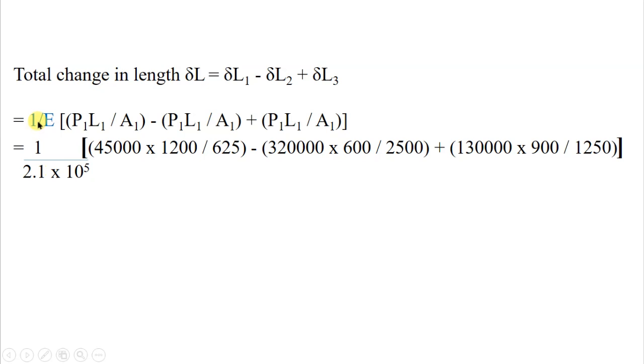Next, we know the value of E is equal to 2.1 into 10 power 5. Substitute it here. The value of P1 is 45 kilonewton. Here we are converting that value into Newton. So 45,000 into the length 1200 mm divided by area 625 mm square. This is for the first part. For the second part, the value for the second section is 320 kilonewton. So 320 into 10 power 3, 320,000 into length 600 and the area is 2500 mm square. For the third one, it is 130 kilonewton. So 130 into 10 power 3 into 900 divided by 1250.